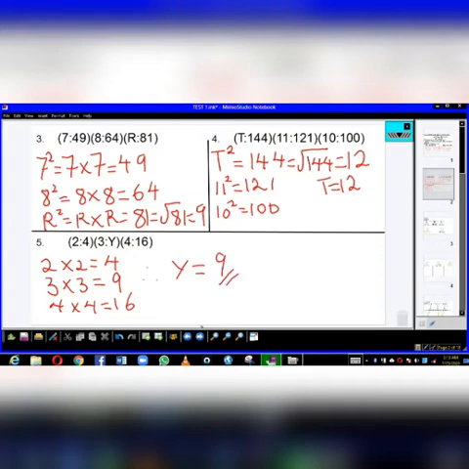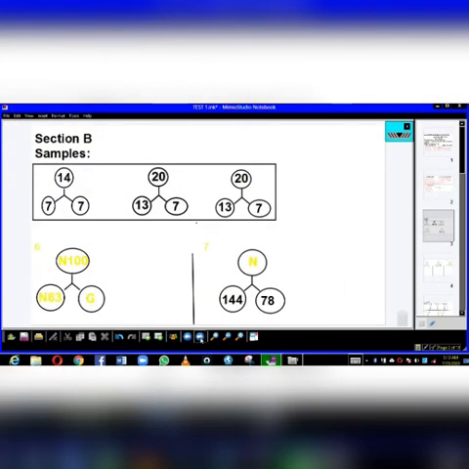Now let's proceed to section B. Here we are going to add 7 plus 7 will give you 14, and this is applicable to the second one and also the third one. Now let's see how to find the value of g, or the missing number there.